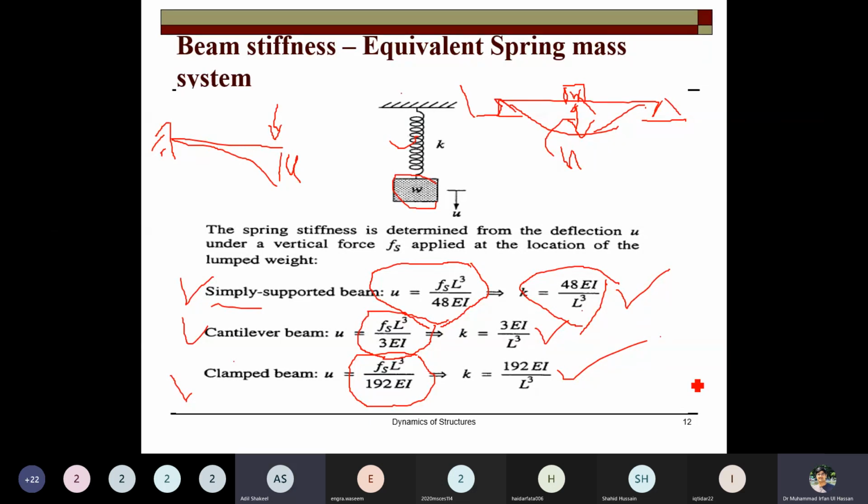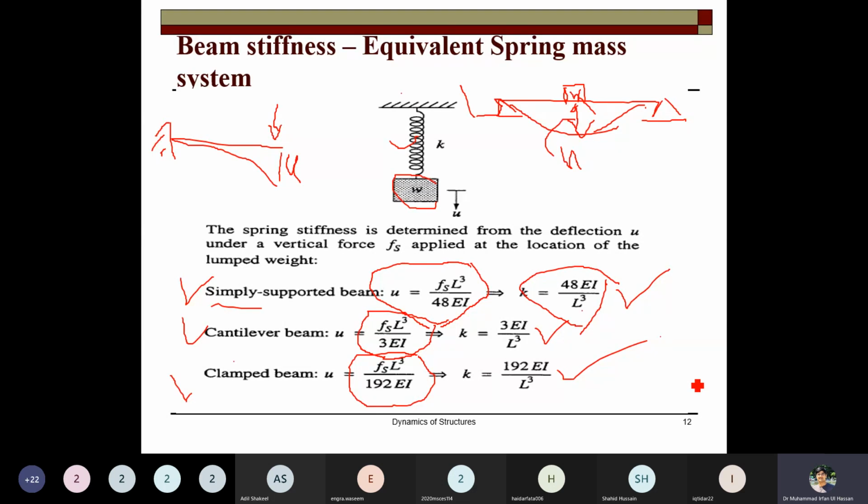So what will be the equation of motion for the different beams? For the simply supported beam, it is m u double dot plus k u, where k is the value written. Similarly, for the cantilever beam, the equation is the same, only the k value changes. So if you know the mass and the stiffness, you can write down the equation of motion for this system.